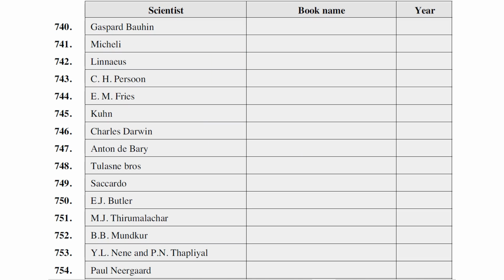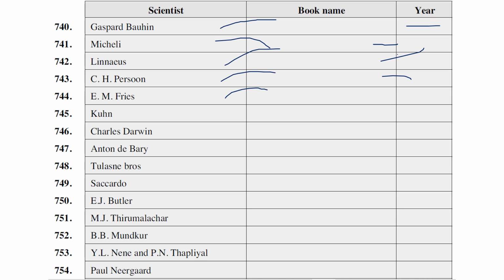Next one, the scientists I have given here along with the books written. Gaspard Bauhin wrote a book called Pinax Theatri Botanici in 1623. P. A. Micheli, Nova Plantarum Genera, 1729. Okay. Linnaeus wrote a book called Species Plantarum, 1753. That is the chief book for nomenclature and all the stuff. C. H. Persoon wrote a book called Synopsis Methodica Fungorum, published in 1801.